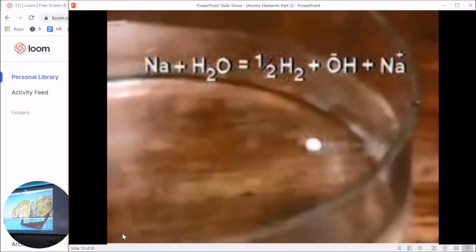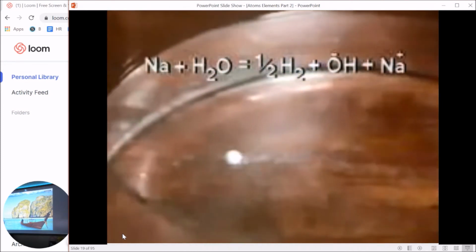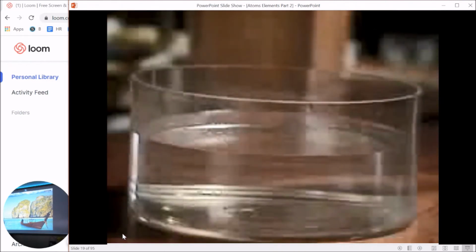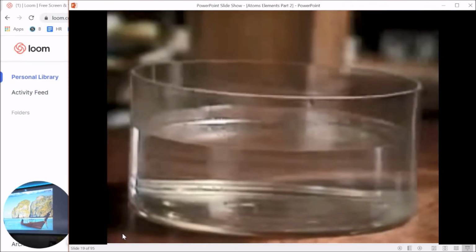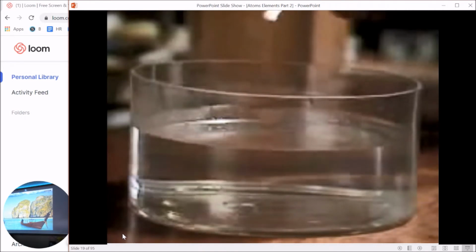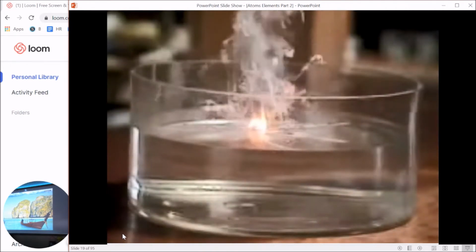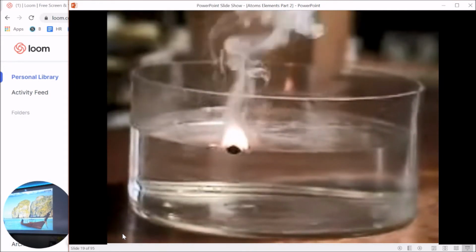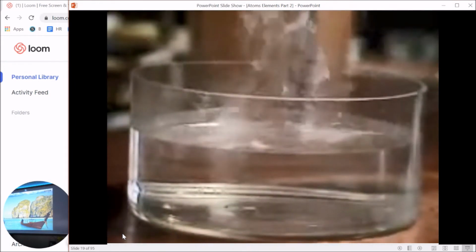Hydrogen gas is produced, and the metal dissolves to give an aqueous cation with a single positive charge. Now for potassium. This time you'll see a flame. The heat given out by the reaction is produced so quickly that the hydrogen gas catches fire, and is burned with a lilac flame.